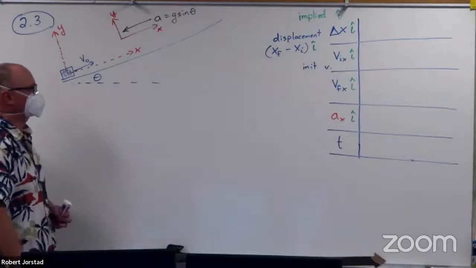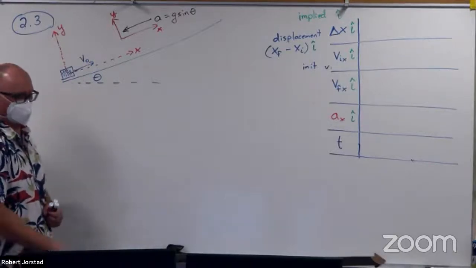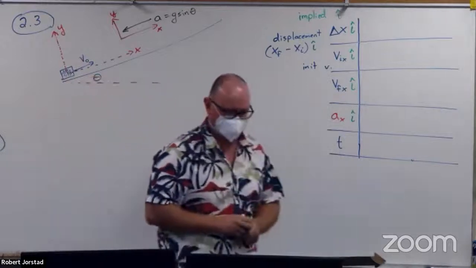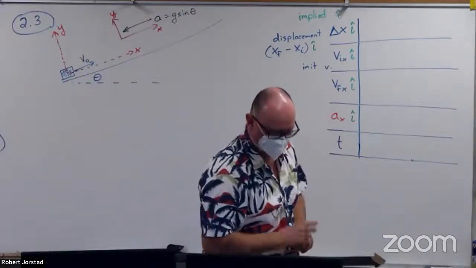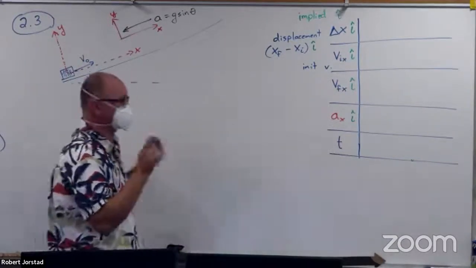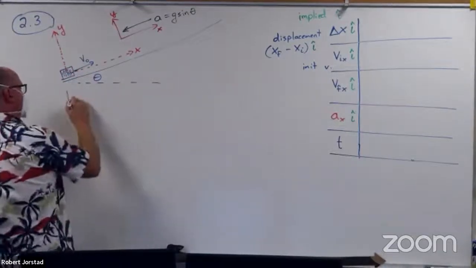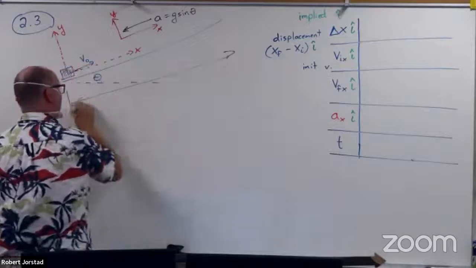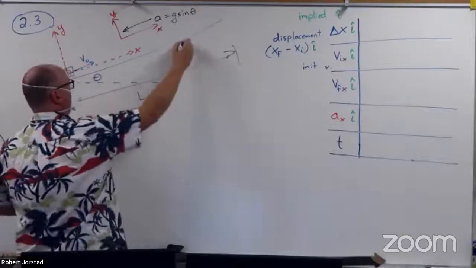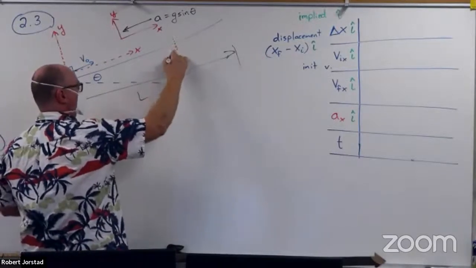Somebody, what's delta x in problem 2.3? 3/4 L. Just because the ramp is L doesn't mean it goes up the whole distance. So if the entire ramp is L, this particular problem says we only go up about 3/4 of the way.